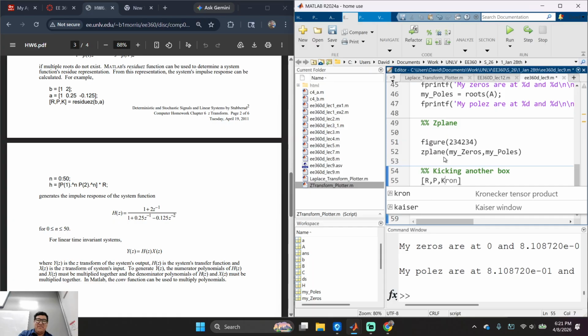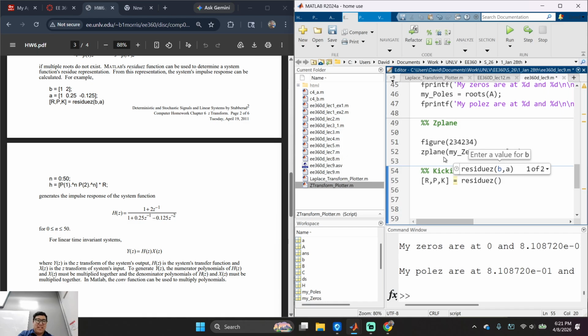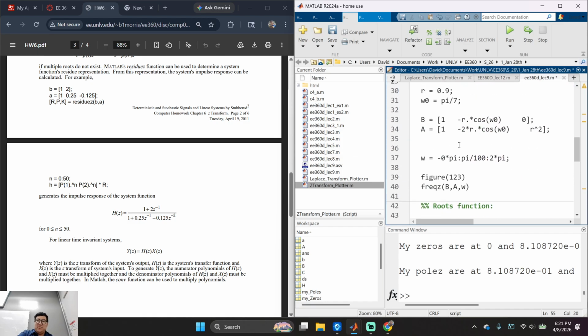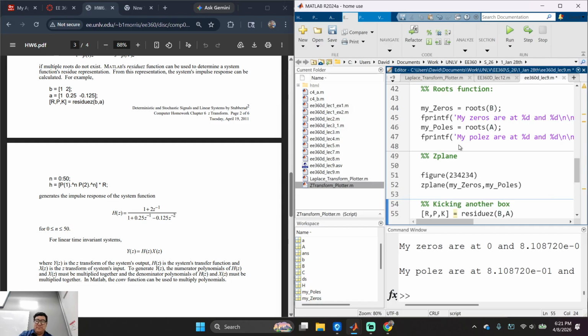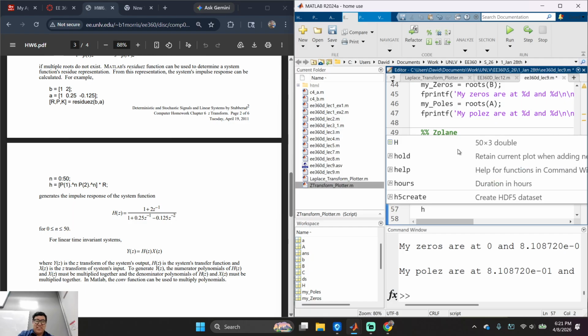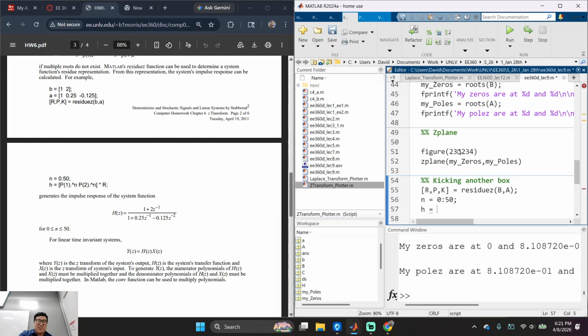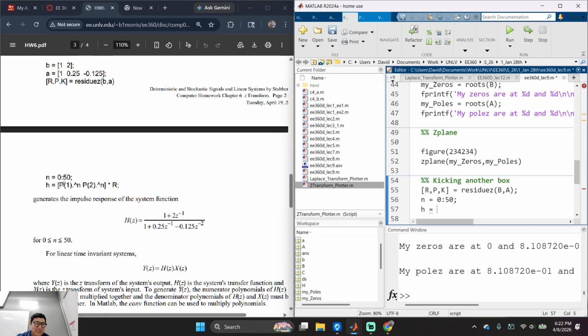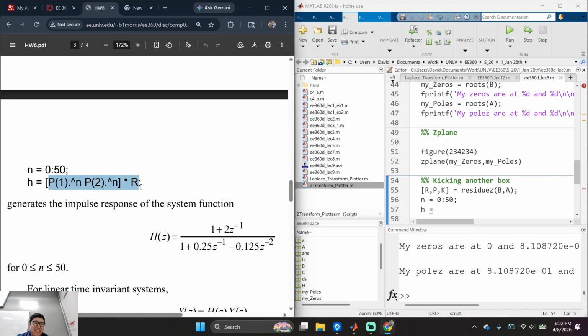R, P, K. residuez. With residuez. My B's and my A's, right? So what did I do? Capital B, capital A. And then what did he do? n is equal to 0 to 50. Okay. And then h is equal to... there's a smarter way to do this one. Who knows, what's his name? Vector calculus. Or not vector calculus. Vector linear algebra. Yeah. See this right here? There's an easier way to do this.